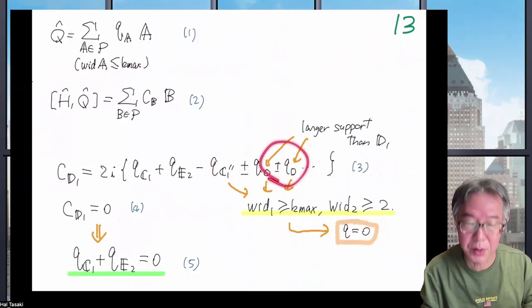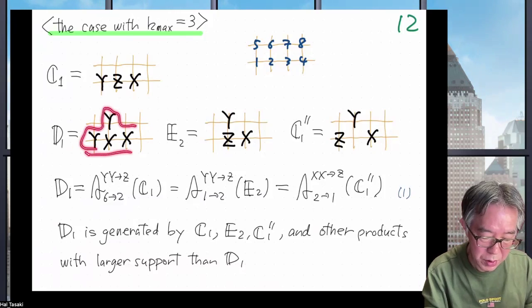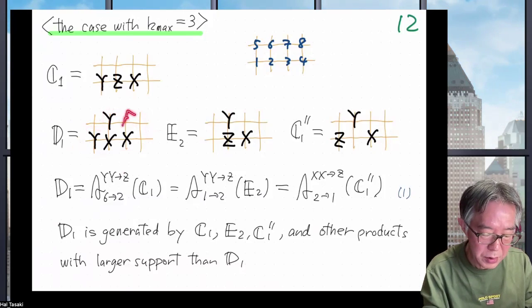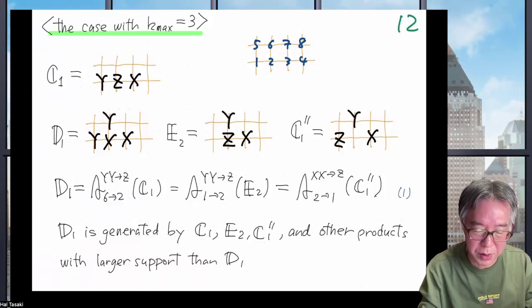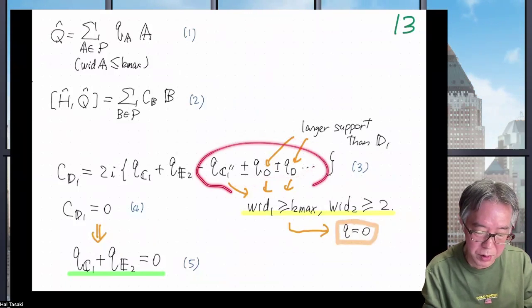And for the same reason, D1 has width 3, but again width 2 in this direction. It's not aligned on a straight line. And if you add something new, of course, it gets worse. So all these guys have 0 coefficient. This is very good news.